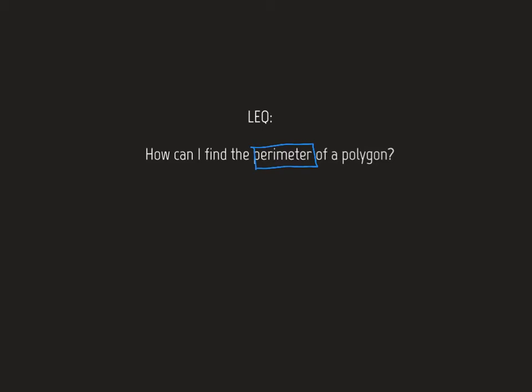Whenever you see that word, go ahead and put a box around it, because that's going to remind you that the perimeter is the distance around an object.